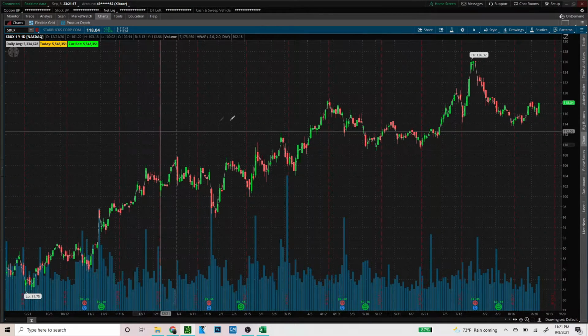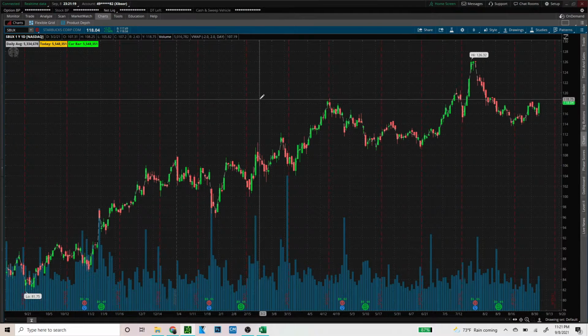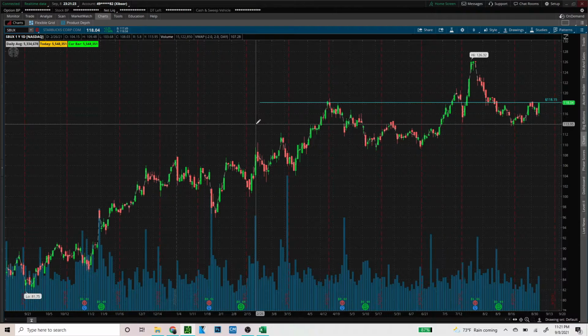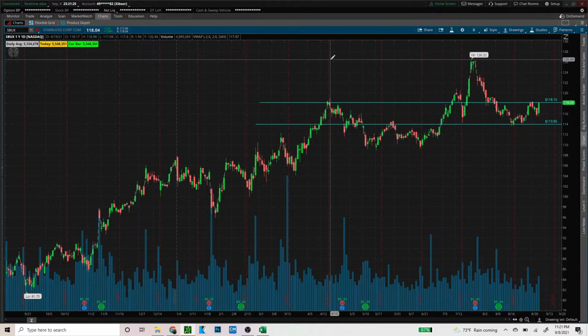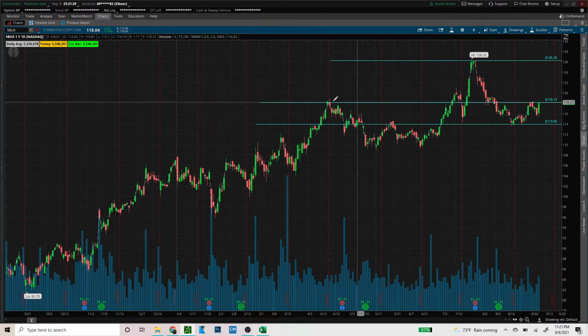So here's Starbucks. First and foremost, we're going to identify our trend lines, our support and resistance levels. So we have a high here at 125. We have a key level here where it bounced off 1, 2, 3 times. We have another level here, bounced off a couple times here, 1, 2, 3, 4. And we have another small level right here.